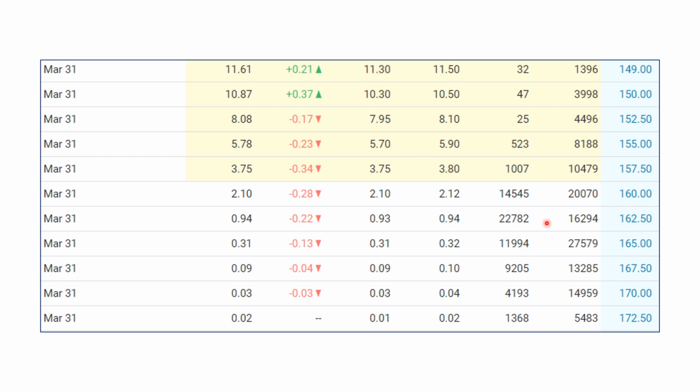When you have a liquid stock like this, this is Apple, we've got all these contracts trading. Look how narrow these spreads are. They're only 1 cent. And that's what you get on a liquid stock. Now, I'm going to look at a stock that is not so liquid.